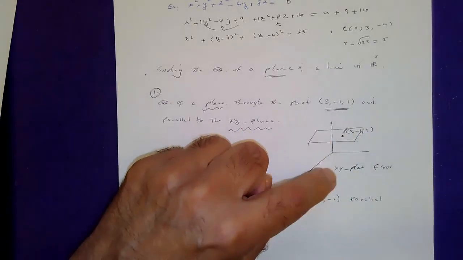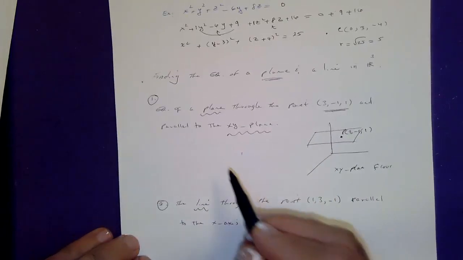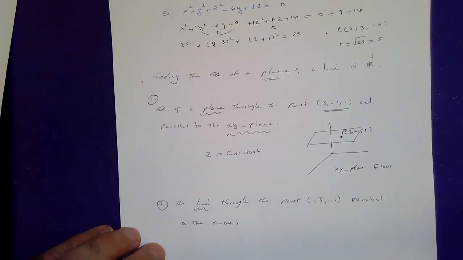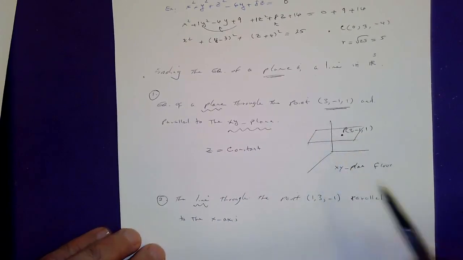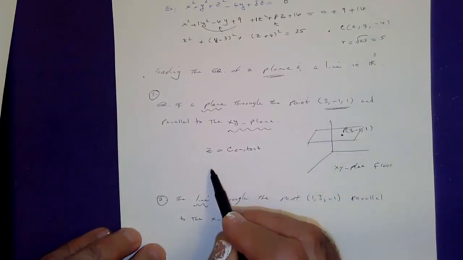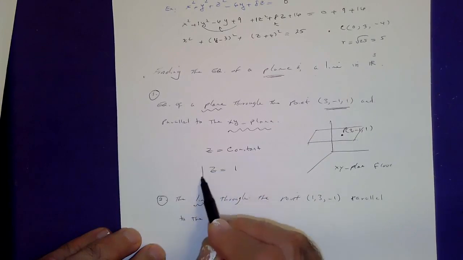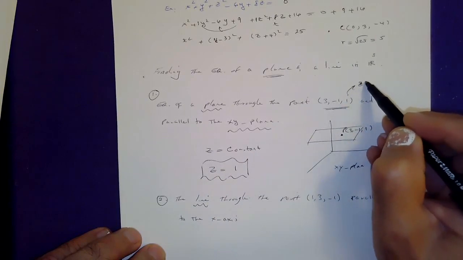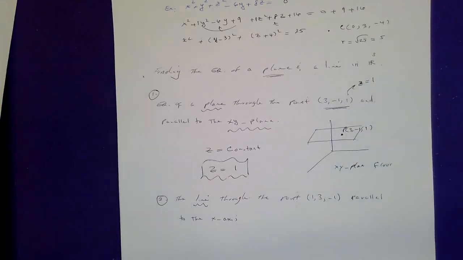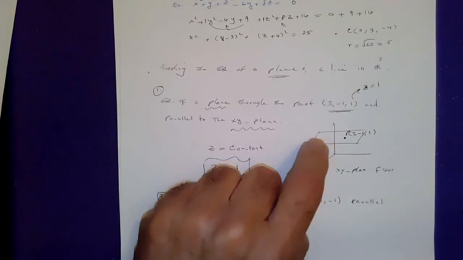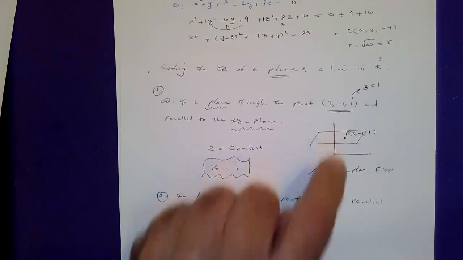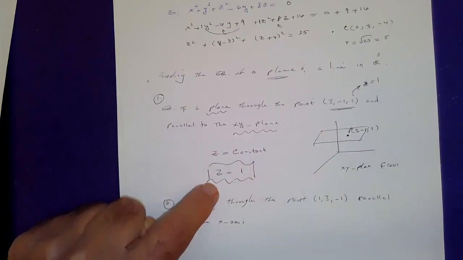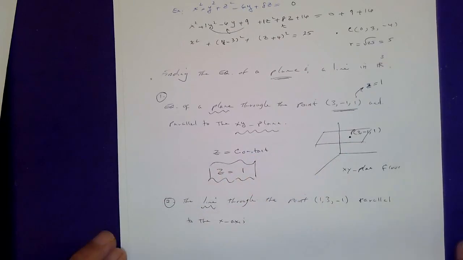Remember, a plane parallel to the xy plane happens to be z equals constant. So that would be the equation of a plane which is parallel to the floor. In this case, z equals 1 is the equation of this plane. Where did you get 1 from? From the z component of the point. So no matter what point you select on this particular plane, it has to be always 1 unit above the floor.